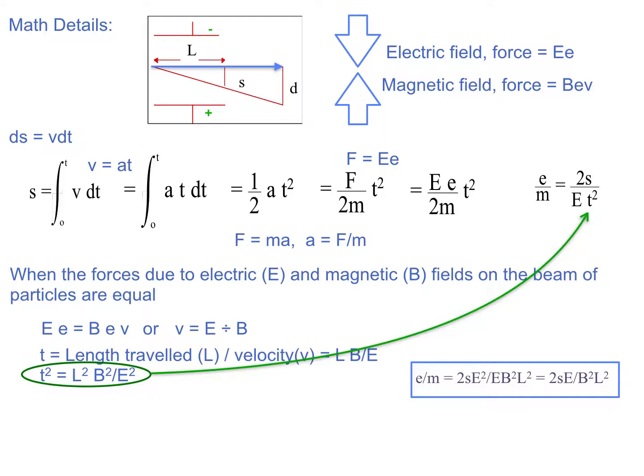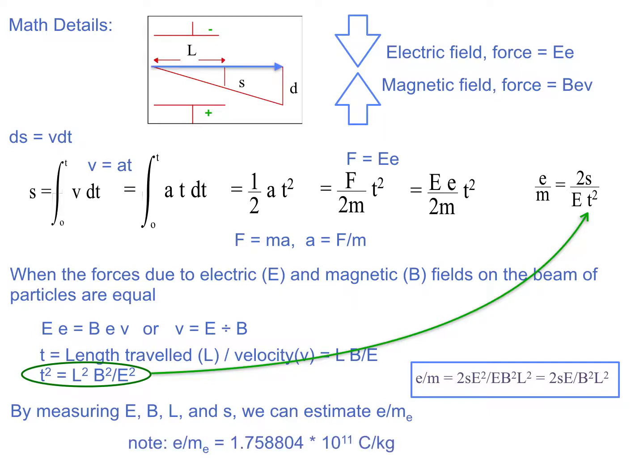As I mentioned before, the hint is there are two triangles formed by S and D that have 90 degrees, right angle triangles, and also share the same angle on the top. So that's the hint. So from that we should be able to calculate the value of S from D. So by measuring E, B, L, and S, we can estimate E over M. And because these later came to be known as electrons, we write them as E over M of the electron. And so that has been experimentally determined to be a certain value in terms of coulombs per kilogram.